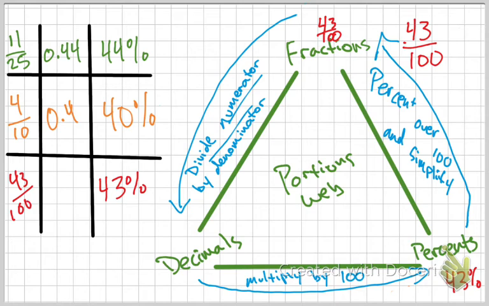I need to turn that into a decimal. We know we're going to do that by going 43 divided by 100, and that is going to give us 0.43 as a percent. As a decimal.